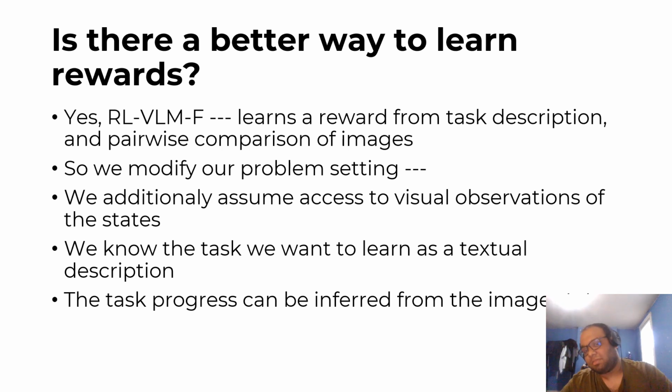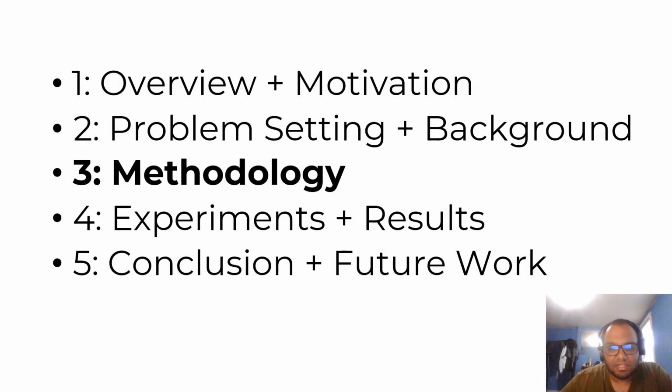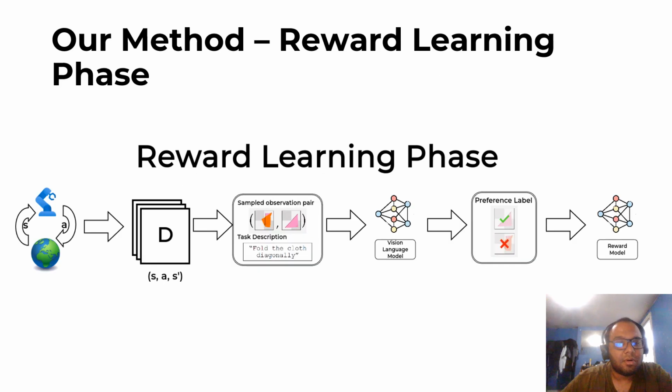So our modified problem setting now essentially adds three additional constraints. One is that we assume access to visual observations of the states, and two is that we know the task that we want to learn as a textual description. The third assumption is that we can infer the task progress from the visual observation. Now, given our modified problem setting, let us look at how our method solves the issue.